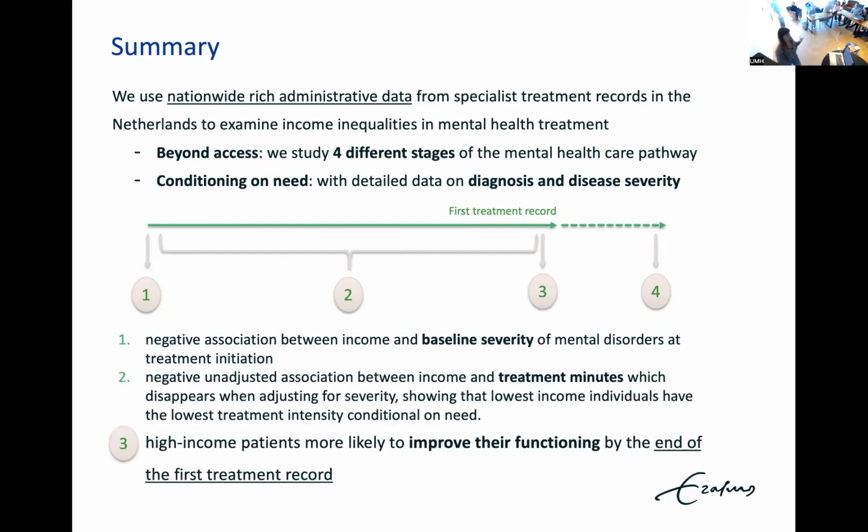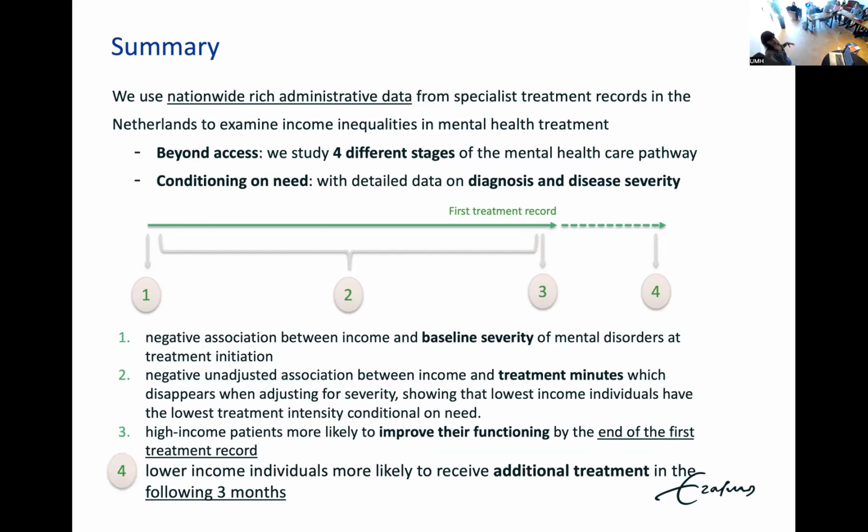And then I think our main finding is actually on what we define as an outcome of this first record, the 3 here. We see that high-income patients are much more likely, I would say, to improve their functioning by the end of the first treatment record. And last, because this is not the whole treatment pathway, we are focusing mostly on the first record, we also look at whether the patient will get some additional treatment in the next 3 months that follow, to understand a bit what's happening. And then we see that lower income individuals are more likely to get this additional treatment record, but the differences are not of a much bigger magnitude that would speak to the previous finding. I'll go into more detail later.